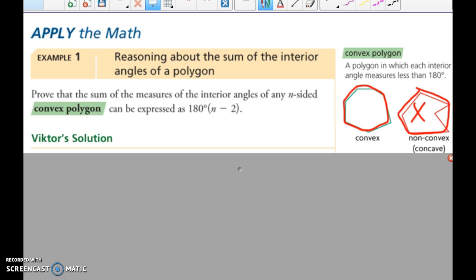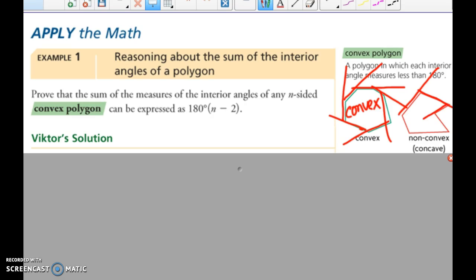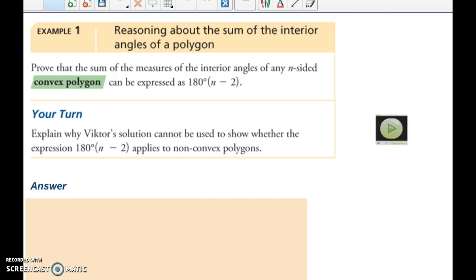Okay? Another way you can look at it is, if I was to extend all the side lengths, they all travel outside of the shape, so this makes this shape convex. If I was to extend the side lengths on this shape, two of these travel within the shape.